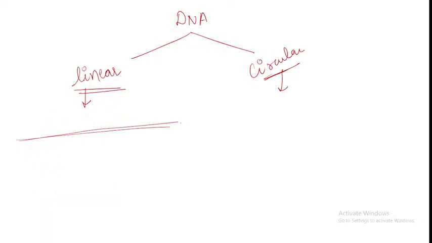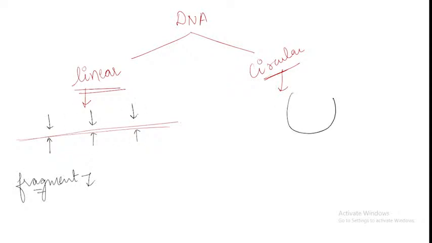Now if it is a linear fragment and you are given that there occurs restriction digestion at site 1, site 2 and site 3, how many fragments would be formed? Just try to analyze and give the answers in the comment sections. You have this DNA fragment. So how many fragments get formed when there occurs digestion at 3 points? Very simple, just try to analyze and give the answer.